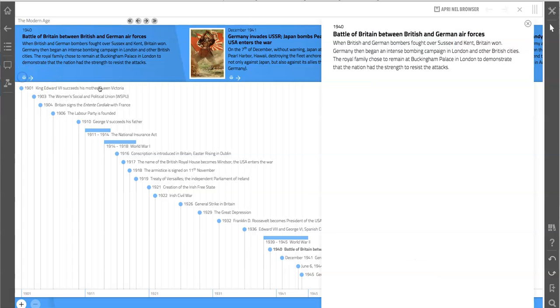The Battle of Britain between British and German air forces, 1940. When British and German bombers fought over Sussex and Kent, Britain won. Germany then began an intense bombing campaign in London and other British cities. The royal family chose to remain at Buckingham Palace in London to demonstrate that the nation had the strength to resist the attacks from Germany.